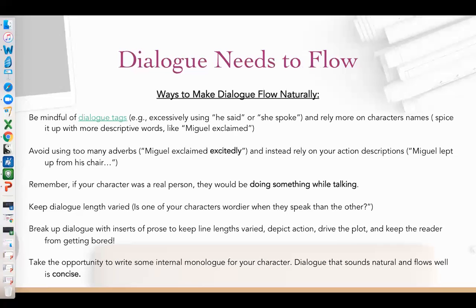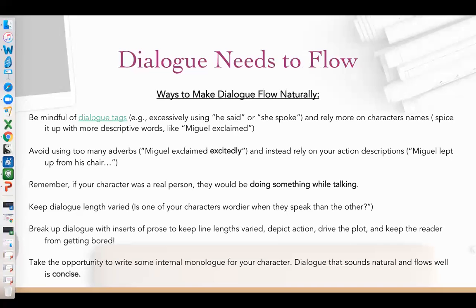I do like this example in the back, though. The back end here is Miguel leapt up from his chair. I love when I see dialogue that is followed by an action. So we get what is going on all at once, because we move when we speak. We're always doing a little bit of something. So we don't do just one thing at a time.